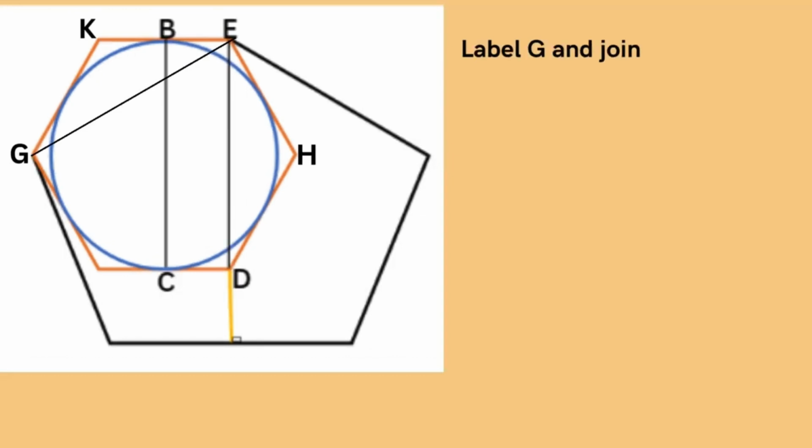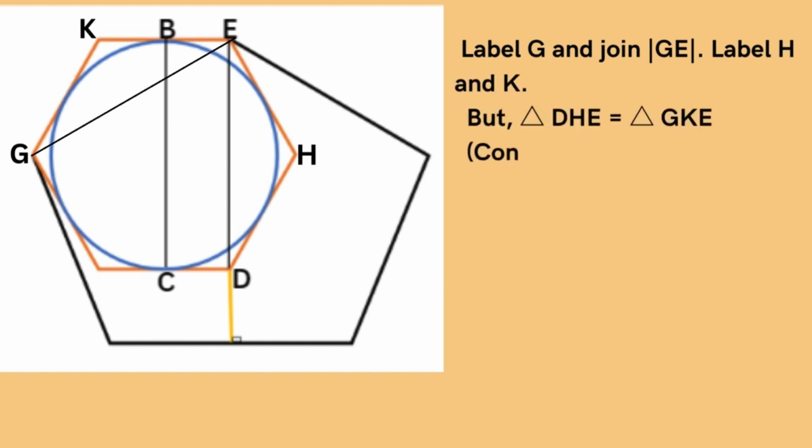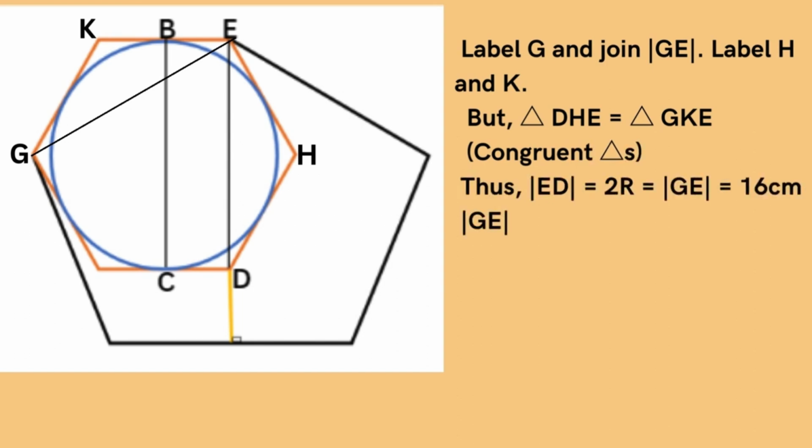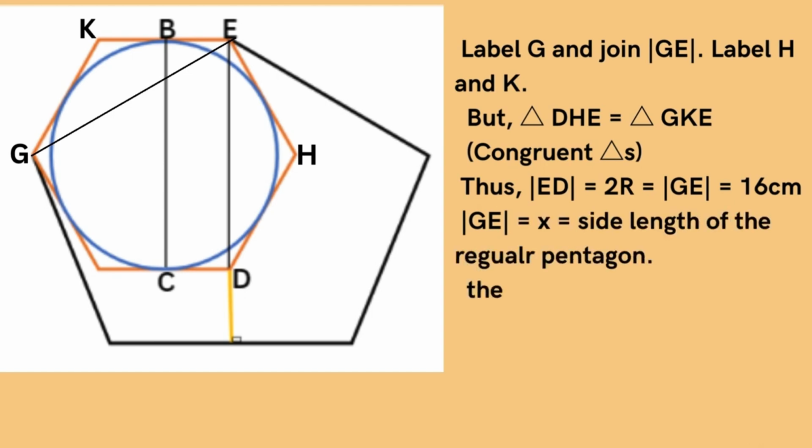Label G and join GE. Label H and K. Triangle labeled DHE equals triangle labeled GKE. These are similar triangles. Line ED equals line GE, which equals 16 centimeters. Thus, GE equals x equals side length of the regular pentagon. Therefore, x equals 16 centimeters.